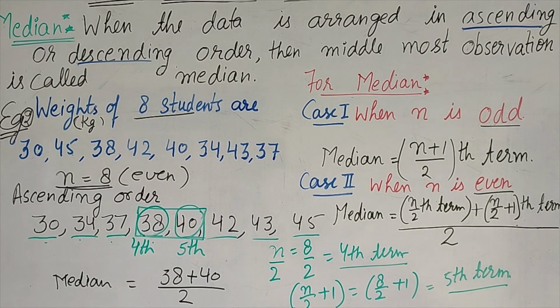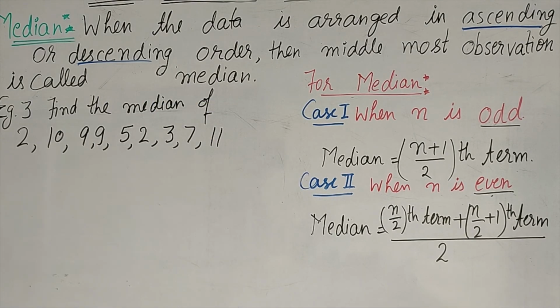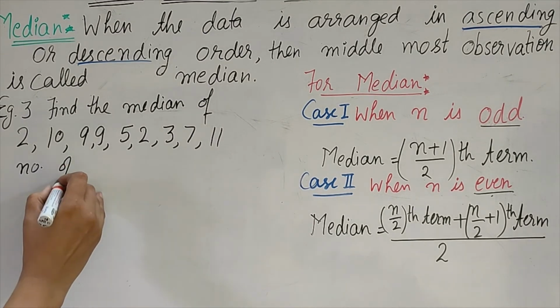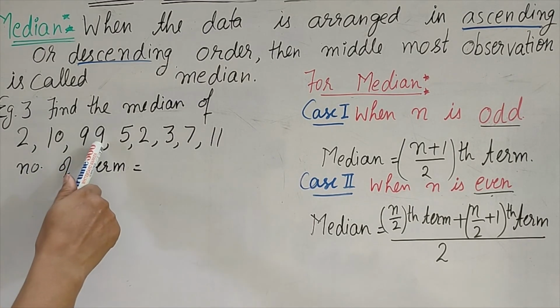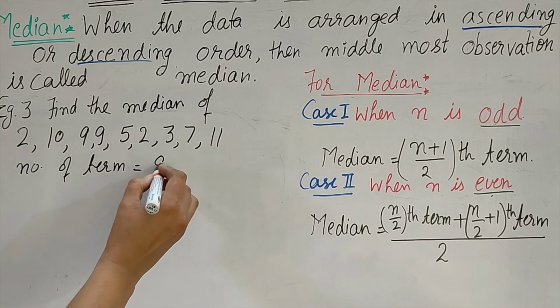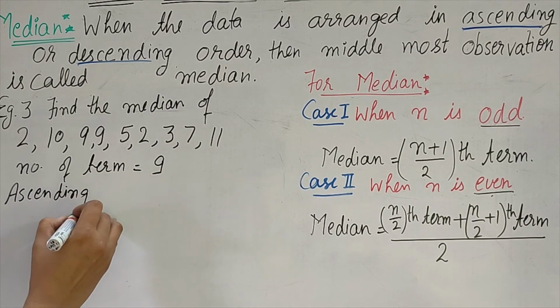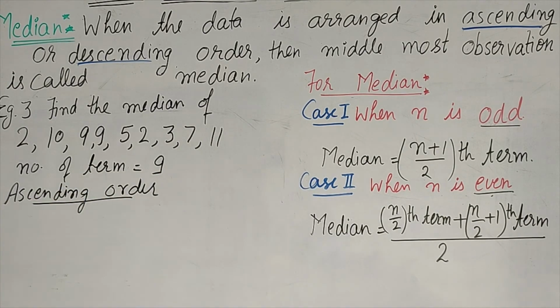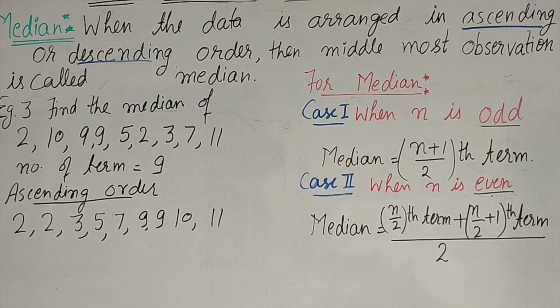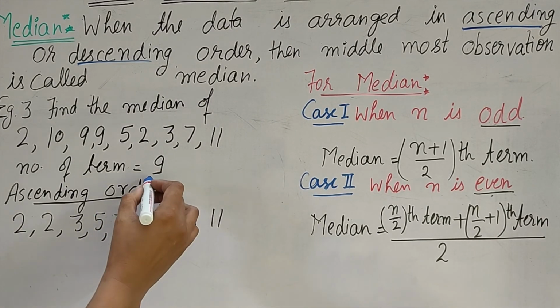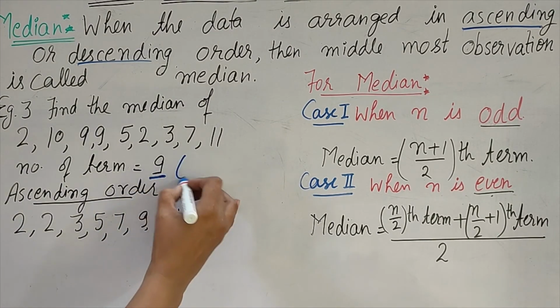Let me take one more example. I'm taking this example: find the median of these observations 2, 10, 9, 9, 5, 2, 3, 7, 11. So first of all, what is the first thing to do? Count the number of terms. Number of terms here: 1, 2, 3, 4, 5, 6, 7, 8, 9. Second thing, arrange them in ascending order. It's a very essential step. So it will be like this. Now, as the number of terms is 9, that is odd.